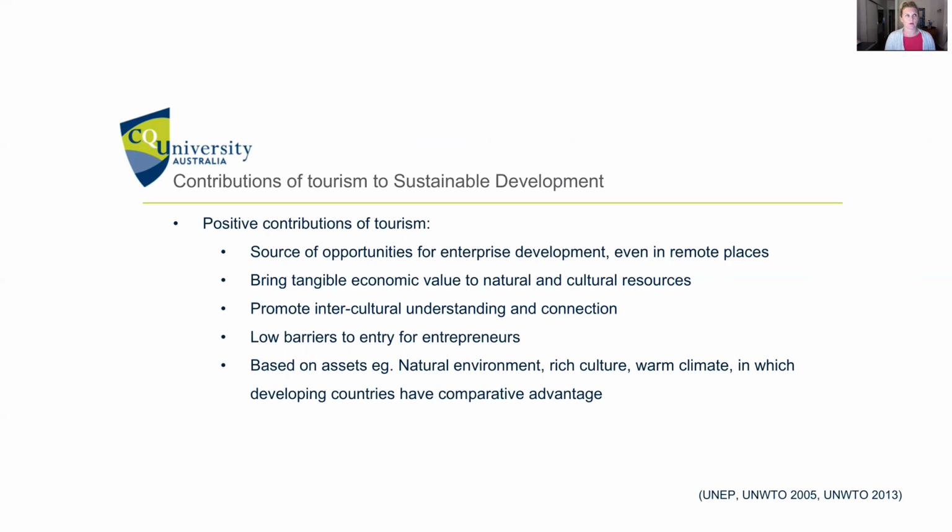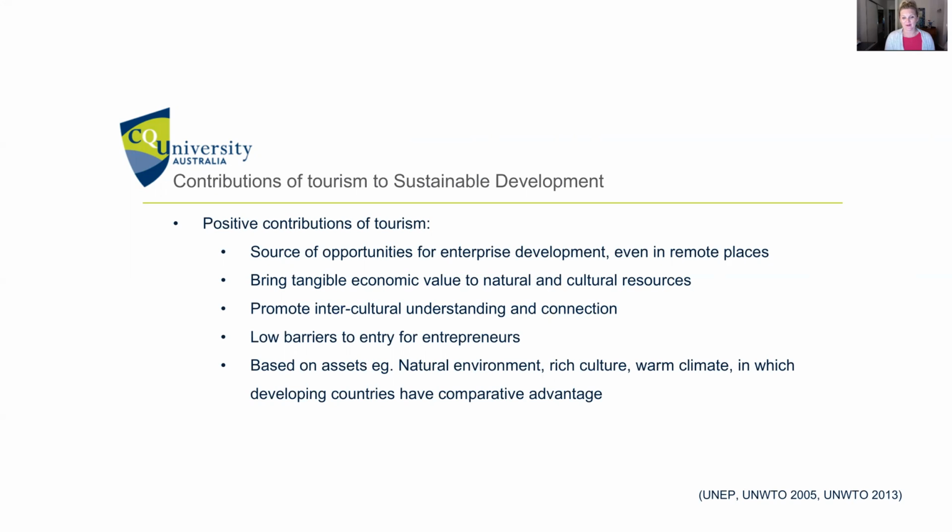I'm sure anyone who's travelled to any developing nation will have seen people selling their wares on the side of the streets, people selling food and transport options and things like that. And also, of course, tourism is based on assets: natural environment, rich culture, warm climate, in which developing countries have a comparative advantage. And that's really quite interesting.